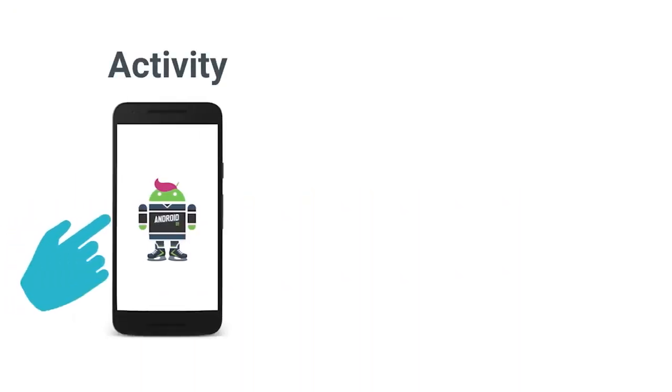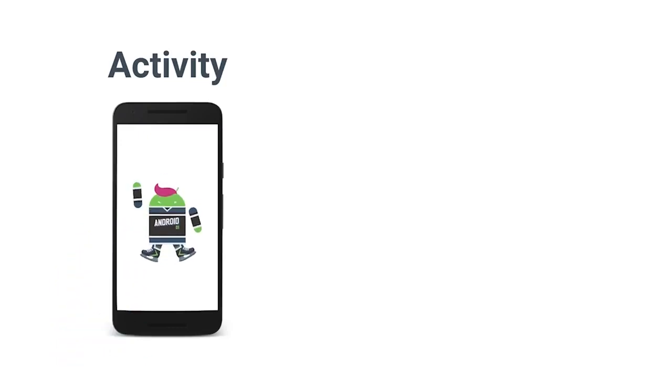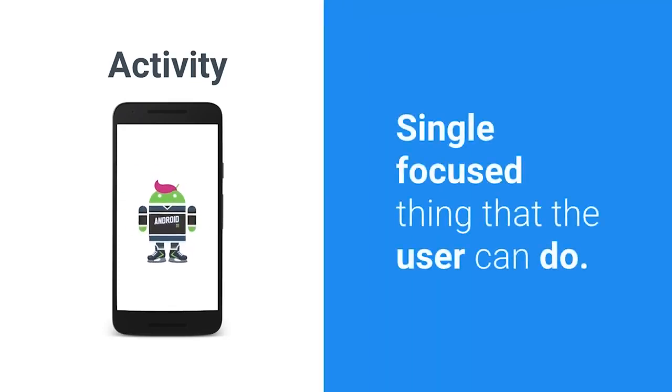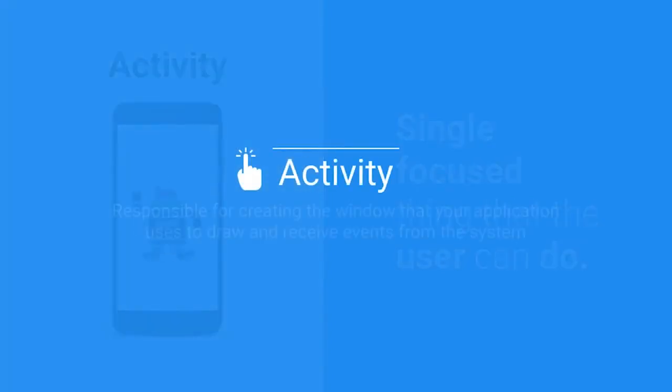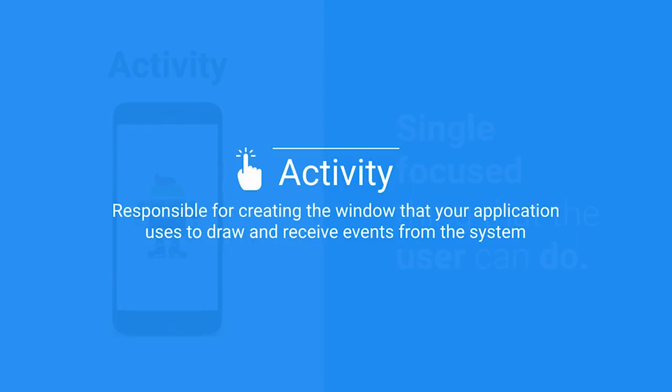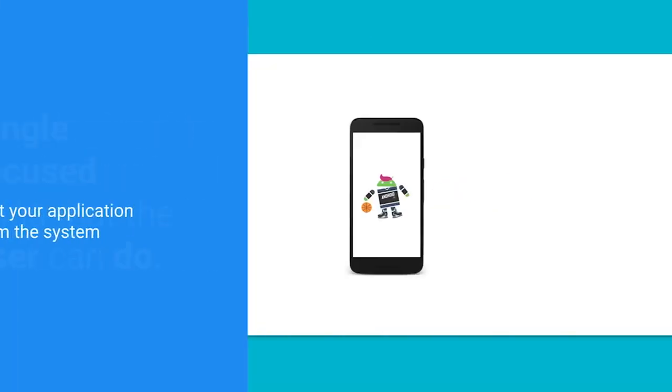An activity is the Android component responsible for most app user interaction. The developer guide describes it using almost the dictionary definition of the word activity as a single, focused thing that the user can do. And that's a pretty good design principle. Since the user is doing something, they are interacting with the device, so activities are responsible for creating the window that your application uses to draw and receive events, such as touch events from the system.